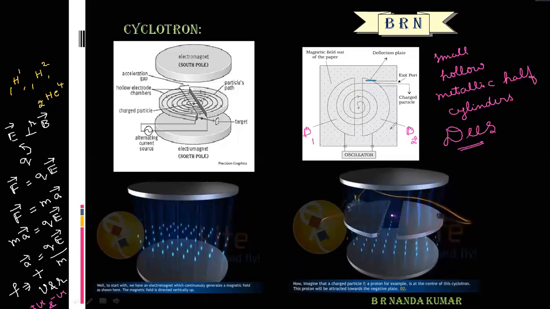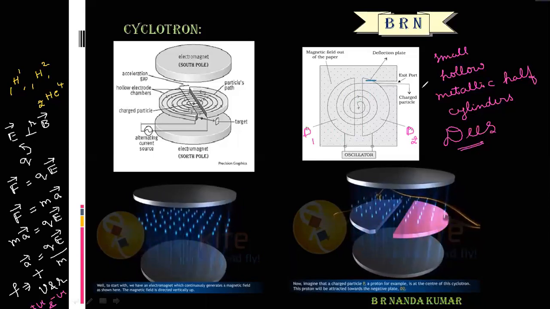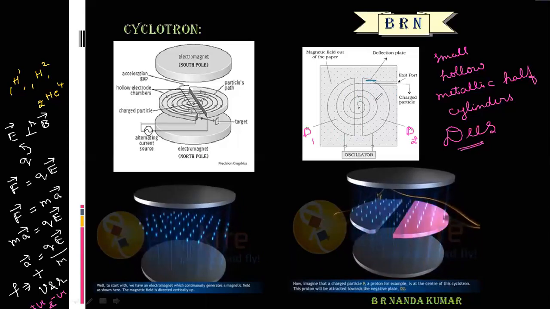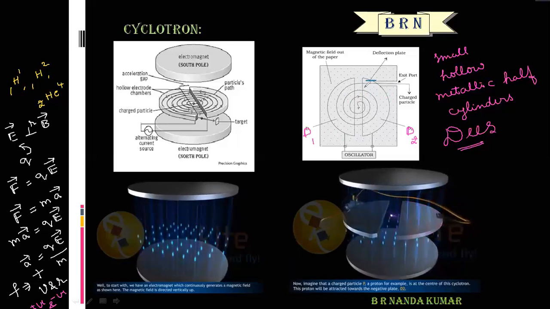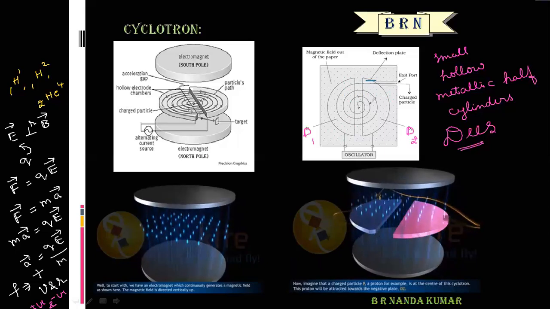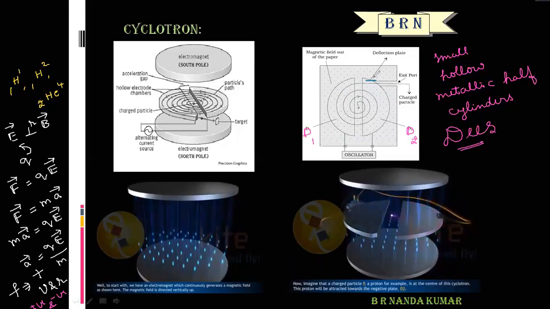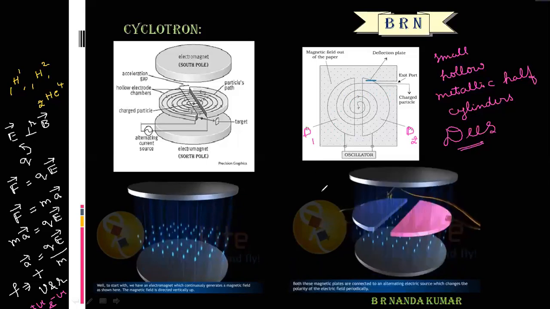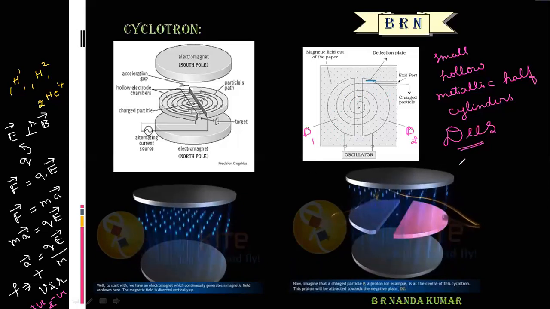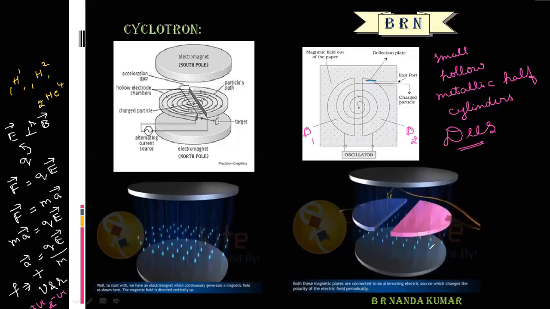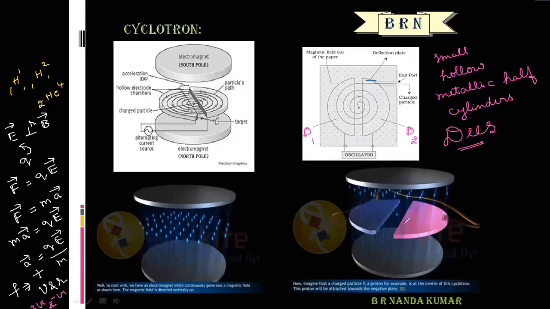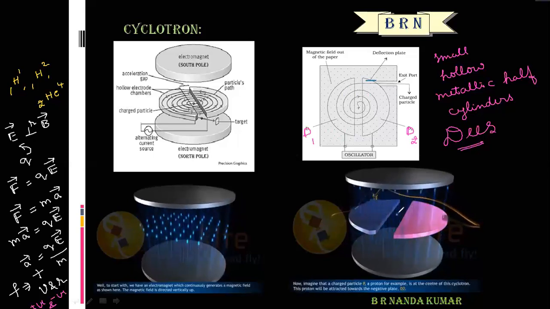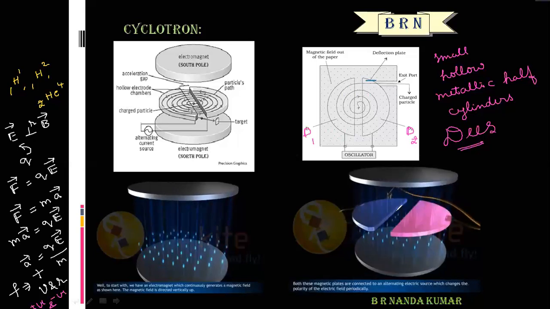The charged particle is pulled out of the D's by a deflecting plate through a window. This is the deflecting plate. So finally, the whole device is in high vacuum. The whole device is kept in a highly evacuated chamber so that the air molecules may not collide with this charged particle, the proton.